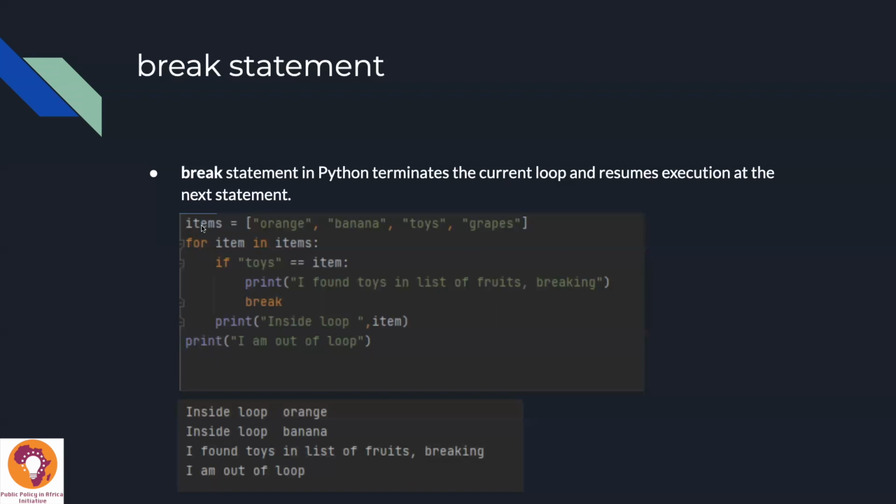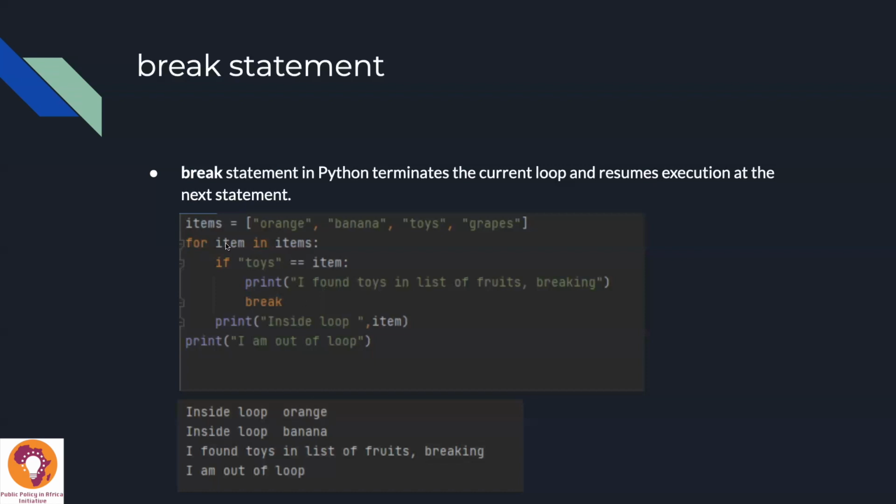So on the first iteration of the loop, we have oranges. So the value of item is orange. So then we check if toys equals item. It doesn't, because item is orange, so this evaluates to false. We never enter this if block here, so we're going to print inside the loop and then the value of the item, which is orange. So we see inside loop orange.